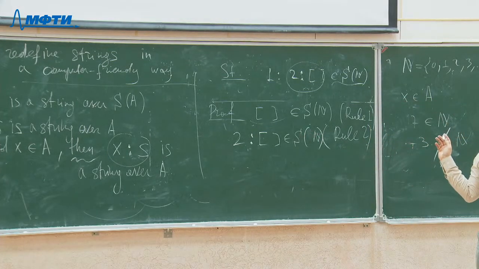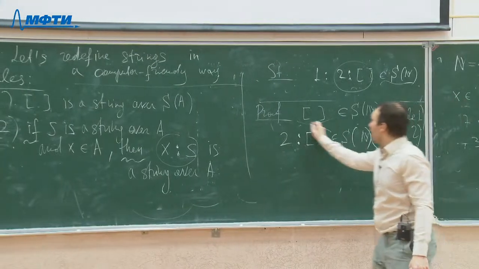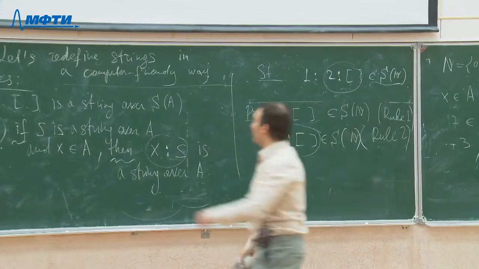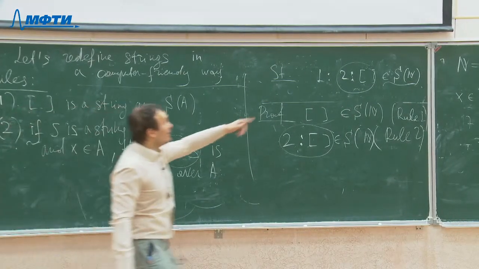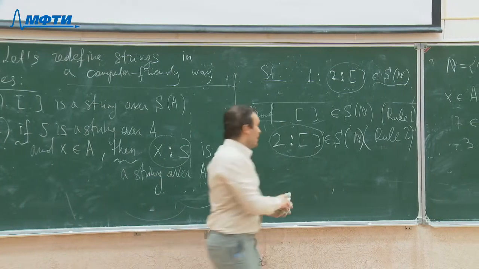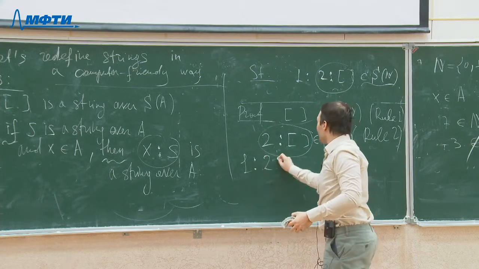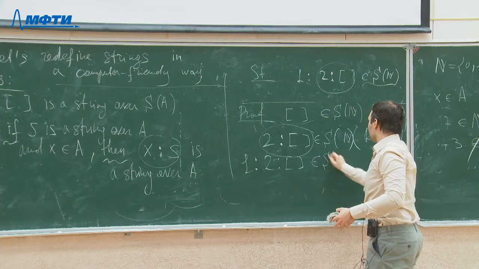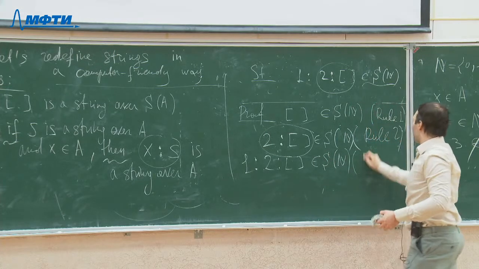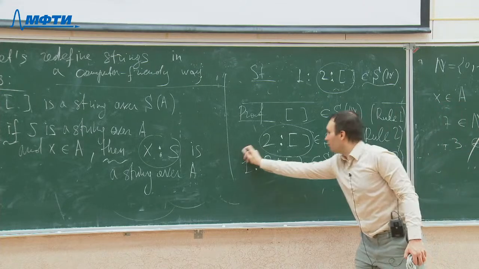According to the second rule. Is it clear? But here I have a string. 1 is a natural number. And I can construct the following thing, which would be another string by the same rule too.